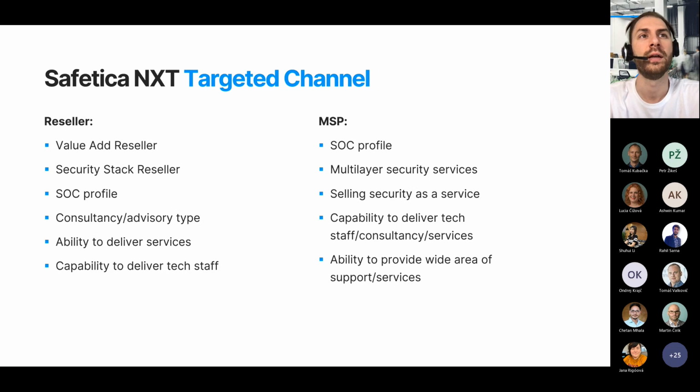What else to mention here? Well, Safetica Next for value-added resellers, I think this is something that you are perfectly aware of. Those that are capable of providing services, those that have some technical staff that can guide the customer through the initial trial and help the customer to set up the environment. But still, with Safetica Next, we have the in-product wizard or in-product guide that helps the partner, but also the customer, if necessary, to set up everything from the very beginning.